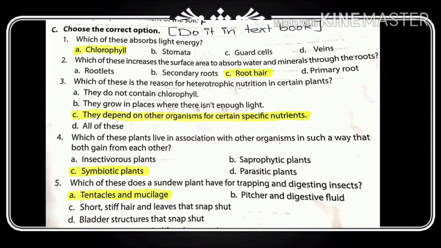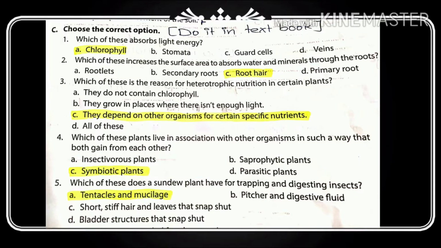Then fourth is which of these plants live in association with other organisms in such a way that both gain from each other, means they are in a mutual relationship. So here the answer is C, symbiotic plants.